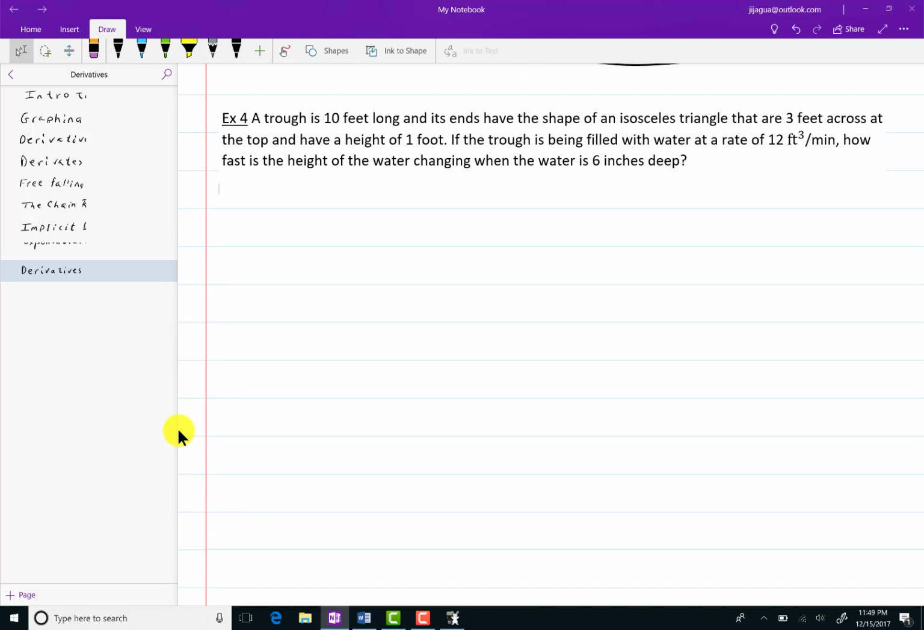A trough is 10 feet long, and its ends have the shape of an isosceles triangle that are 3 feet across at the top and have a height of 1 foot. If the trough is being filled with water at a rate of 12 cubic feet per minute, how fast is the height of the water changing when the water is 6 inches deep?